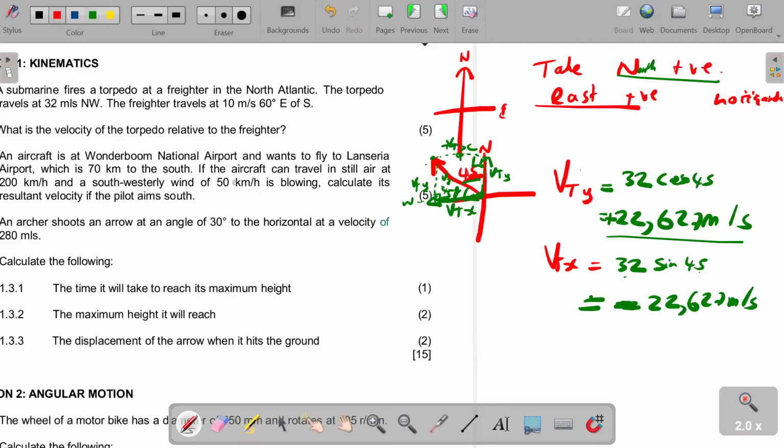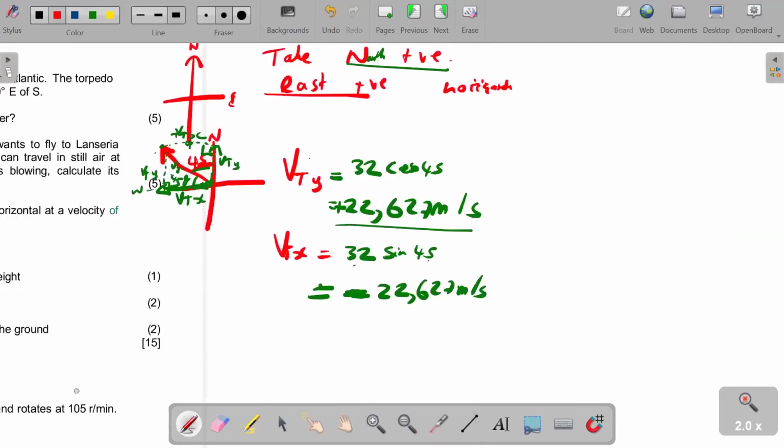Right, let's go to the freighter. So I'm now going to the freighter. I'm also going to draw the diagram here. This is where the freighter is going. Remember, it went 60 degrees east of south. So this is our south, this is the east. So it's going 60 degrees east of south. That's the direction it has taken. Remember, the velocity of the freighter was 10.